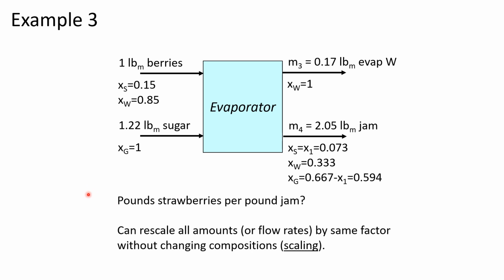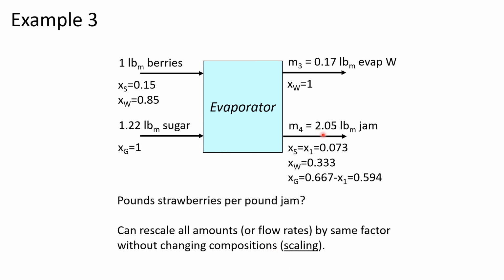One of the questions you might ask is, how many pounds of strawberries do I need per pound of jam? Now, one thing that we can do is that we can rescale all the flow rates or amounts in a process flow diagram by multiplying them by the same factor. This won't change any of the compositions. All that will change is the amounts or flow rates. Doing this represents scaling them in a certain way. And we can scale them by multiplying by the same factor and not change any of the calculations. Don't have to go back and redo any of the calculations.